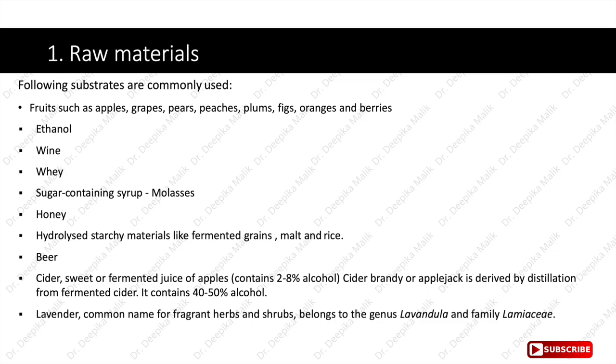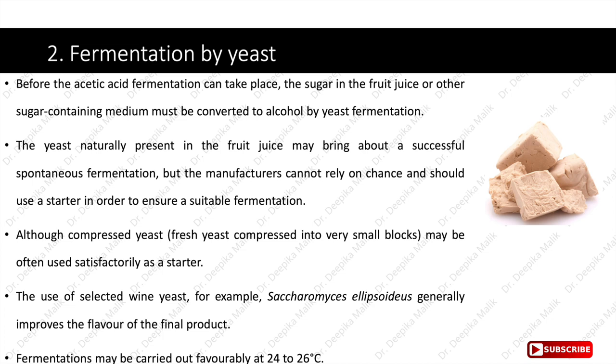After the selection of raw material, second step is fermentation by yeast. Before the acetic acid fermentation can take place, the sugar in the fruit juice or other sugar-containing medium must be converted to alcohol by yeast fermentation. The yeast naturally present in the fruit juice may bring about a successful spontaneous fermentation, but the manufacturers cannot rely on chance and should use a starter in order to ensure a suitable fermentation.